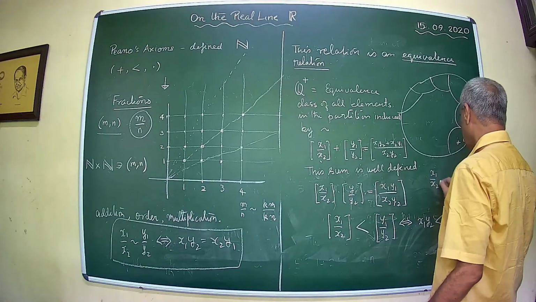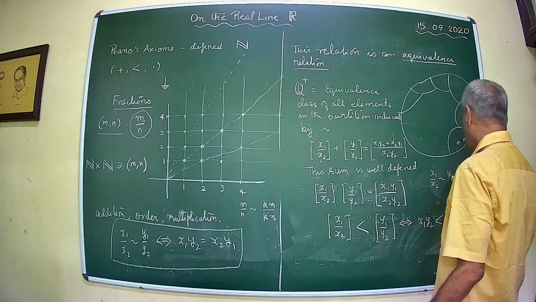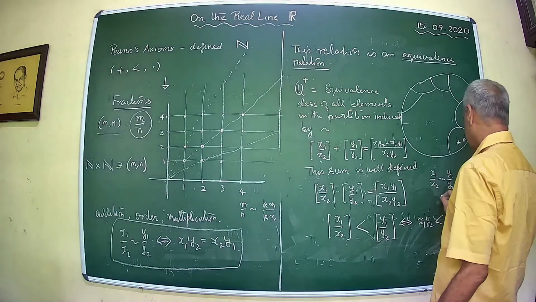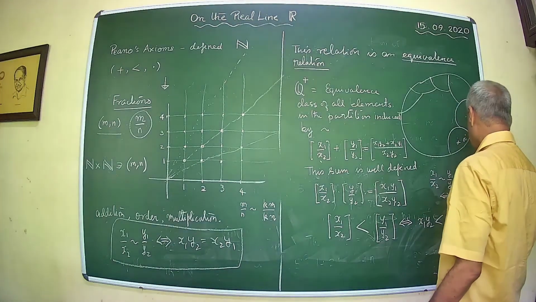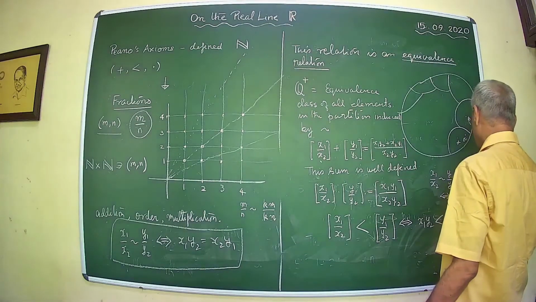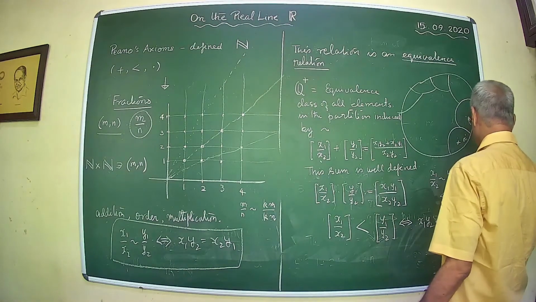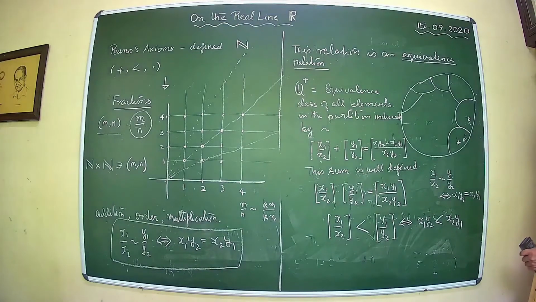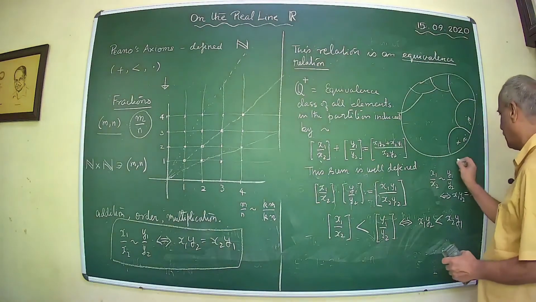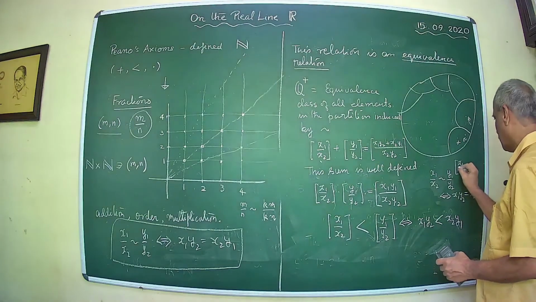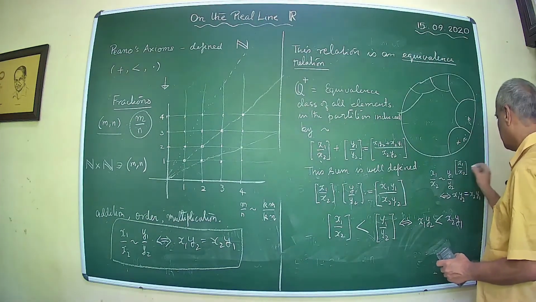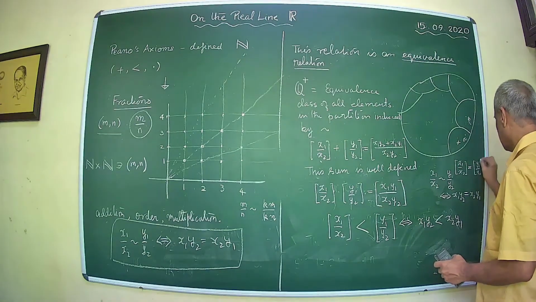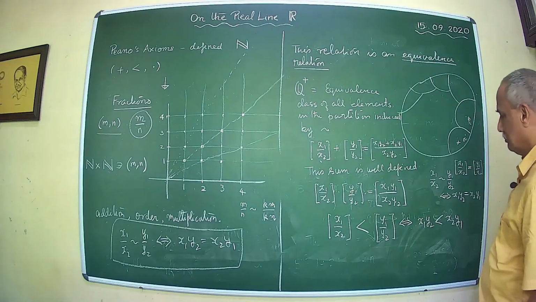y1 by y2, whereas in the case of rationals, this is written as equality.